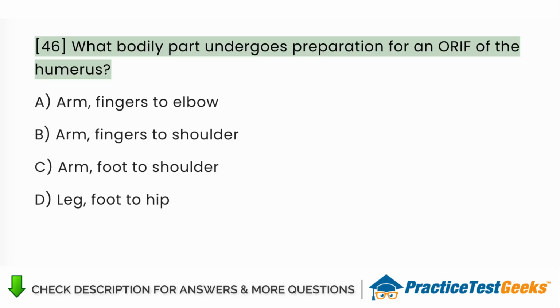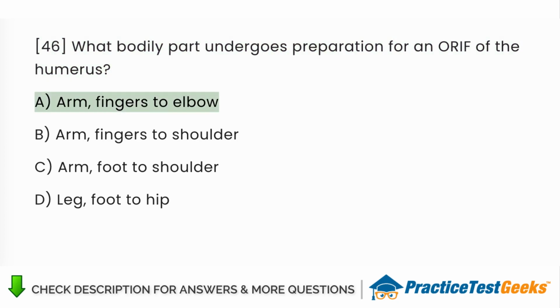What bodily part undergoes preparation for an ORIF of the humerus? A. Arm, fingers to elbow. B. Arm, fingers to shoulder. C. Arm, foot to shoulder. D. Leg, foot to hip.